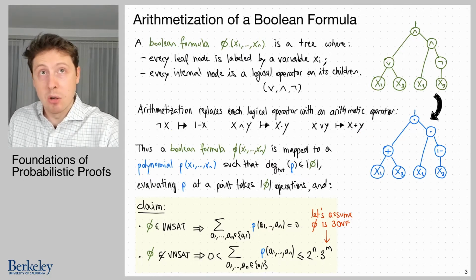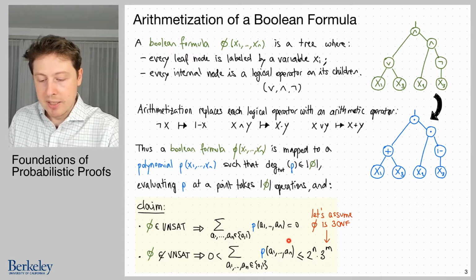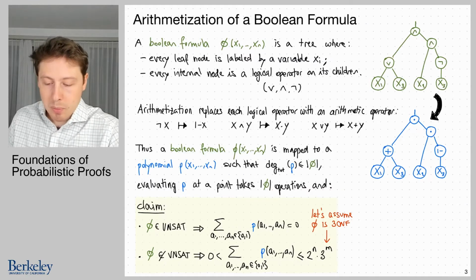And I have m clauses, so it's 3 times 3 times 3, m times, so it's 3 to the m. And in the worst case, every single assignment makes the formula satisfied, so this sum will be of size at most 2 to the n times 3 to the m. So why do we bother about this?